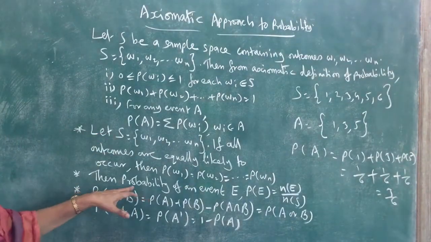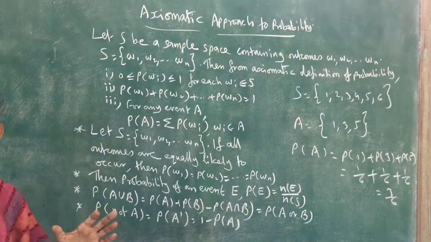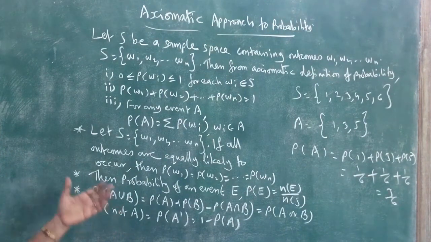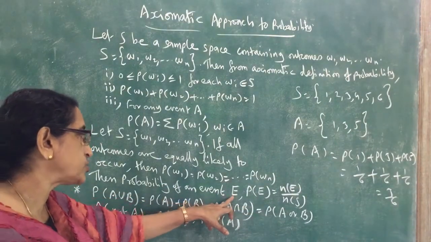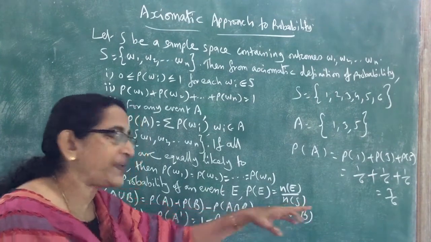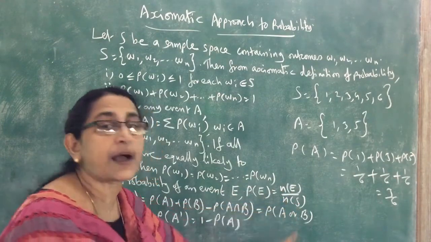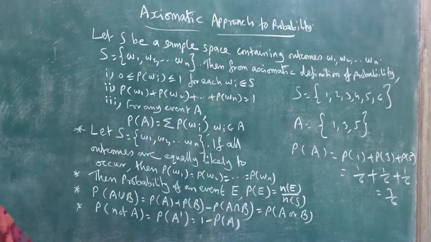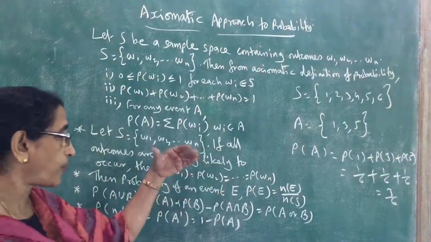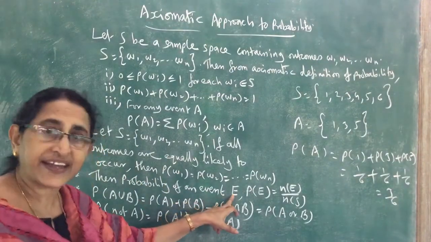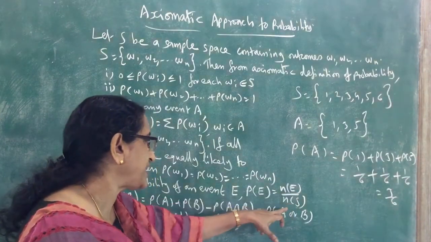Now next point, in that case, if all outcomes of the sample space are equally likely, then we can find the probability of an event E using this formula. Probability of E equals number of E by number of S. That means number of outcomes favorable to the event E divided by total number of outcomes in the sample space. That also we have studied in 10th standard. So when all outcomes are equally likely, then probability of any event E associated with that experiment equals number of elements in E by number of elements in S.